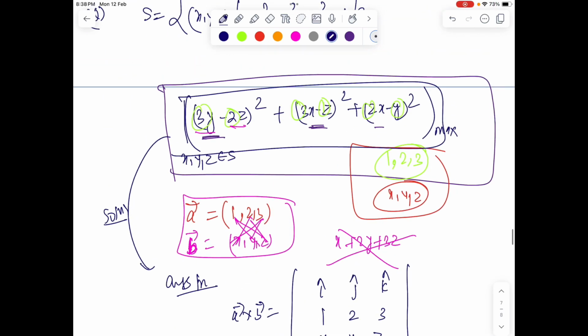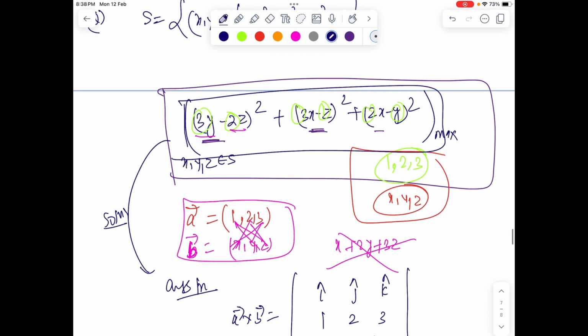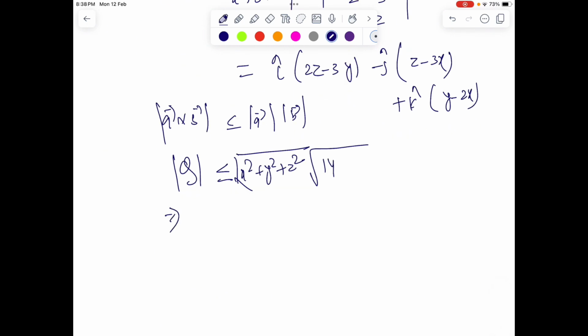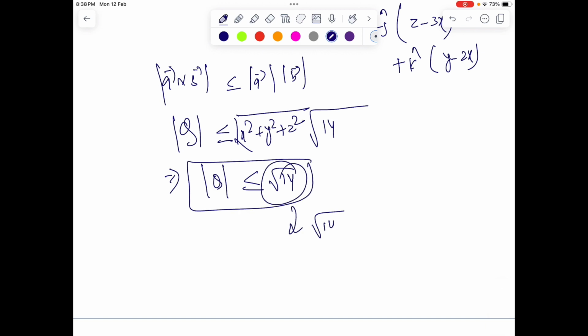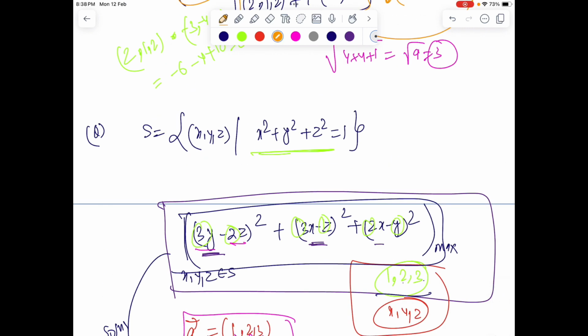And if I take the magnitude of a cross b, it will be less than or equal to mod of a into mod of b. Magnitude of a cross b is our question, less than or equal to mod of a, x square plus y square plus z square, root, not forgetting the root, and mod of b, which is 9 plus 4 plus 1 is 14. So the magnitude in the question, x square plus y square plus z square is 1. So the answer is 40. I hope you must have enjoyed this.